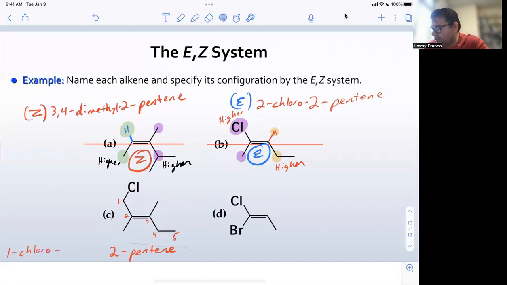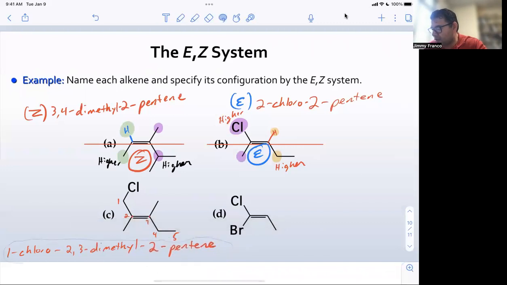Let me actually move this over a little bit to give myself a little more space, and then I can fix it once we're there. And so now it's off carbon 2 and carbon 3. So it'll be 2,3. We use the prefix di to say there's 2 of them, since it's the exact same group. So it's 2,3 dimethyl-2-pentene.